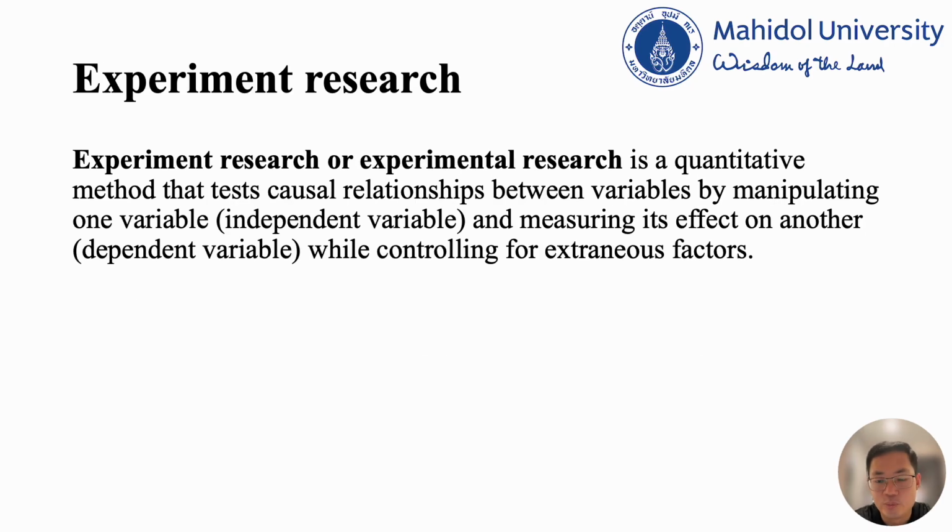Now we come to experimental research, which is the gold standard for testing causality. The design allows us to manipulate one variable, the independent variable, and observe the effect on another variable, the dependent variable. By controlling external variables, we can determine cause and effect relationships. For instance, we might test whether a new teaching method leads to higher student scores compared to the traditional method.